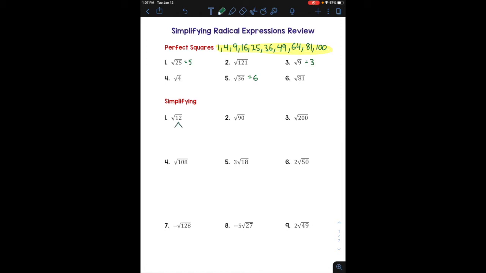So I'm going to break this up into a multiplication problem and say that the square root of 4 times the square root of 3 would be the square root of 12. The reason why we're first using a perfect square is because we know the value of it. The square root of 4 we could simplify to 2 times the square root of 3, which we can't simplify any further. Therefore, that would be our simplified expression for the square root of 12.